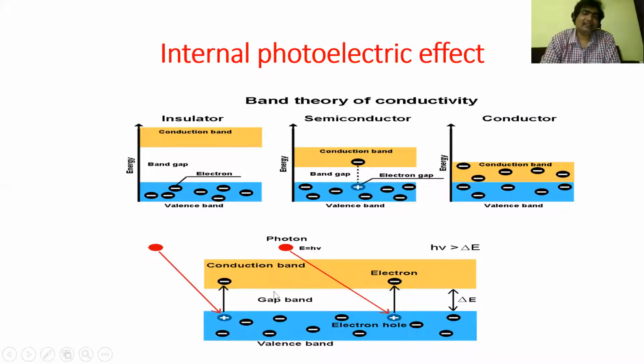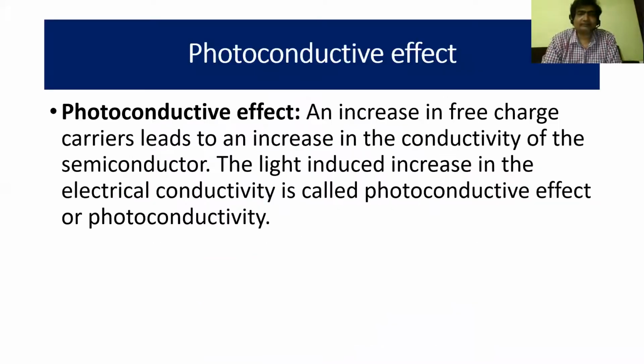So why is it called the internal photoelectric effect, not the photoelectric effect? In the photoelectric effect, the electron leaves the material, but in this particular effect, the electron just moves from the valence band to the conduction band, so it is confined within the material. So that's why it is called the internal photoelectric effect.